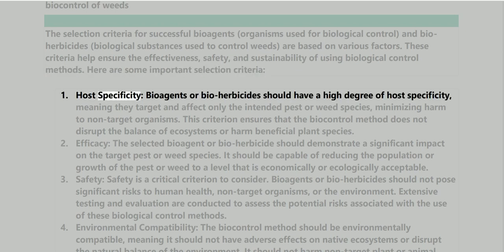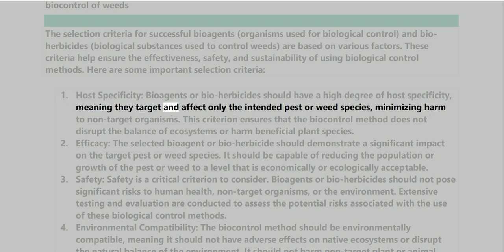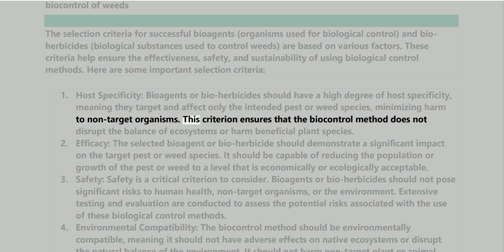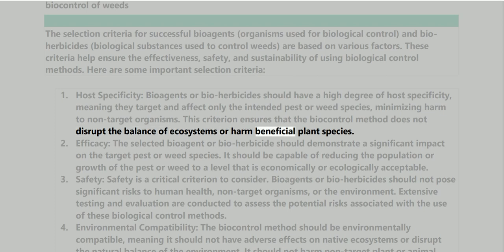1. Host specificity. Bioagents or bioherbicides should have a high degree of host specificity, meaning they target and affect only the intended pest or weed species, minimizing harm to non-target organisms. This criterion ensures that the biocontrol method does not disrupt the balance of ecosystems or harm beneficial plant species.